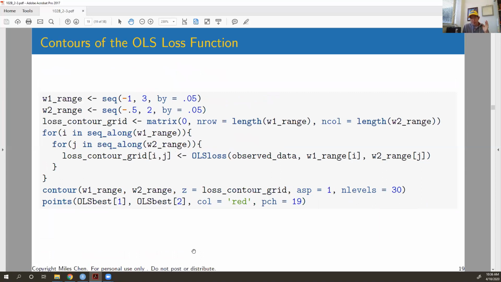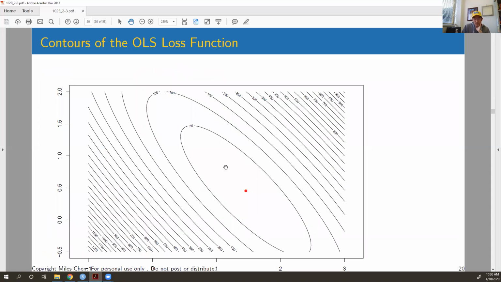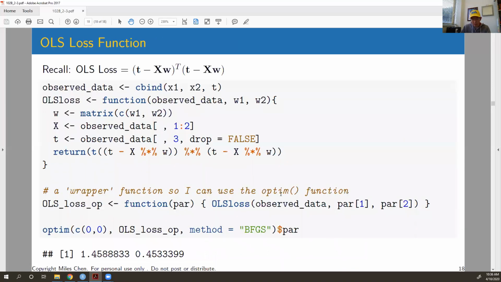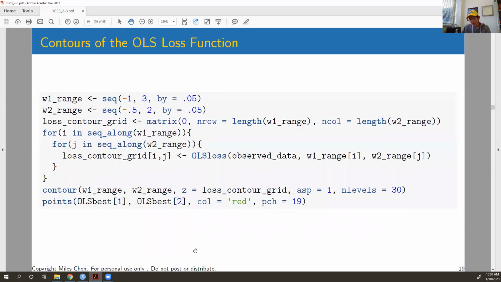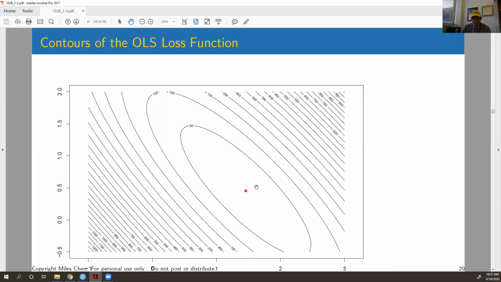Okay, and then this is just a contour plot. This is the ordinary least squares contour plot. This is the w1 variable, and this is the w2, and this red dot represents the value that minimizes the ordinary least squares function for our observed data. It is very close to the true value of 1.5, 0.5. The values that minimize the loss function for the observed data are 1.458, 0.453, and that's this coordinate. It represents the coefficient for W1 and the coefficient for W2 that minimize the ordinary least squares loss function.